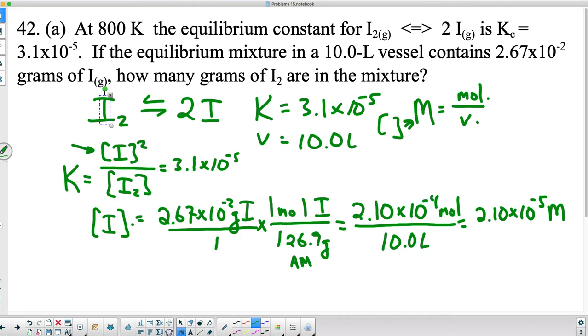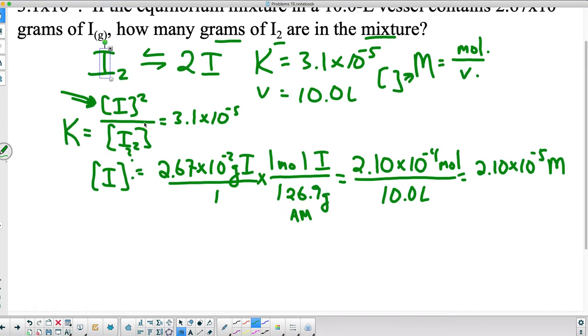So I'm going to move down and give myself a little bit extra room, because what I'm going to do is fit that new number right into my equation, and then solve for the concentration of I2, because it says how many grams of I2 are in the mixture. I'm going to find the number of grams by finding the concentration first. So let's scroll down a little bit to give myself more room.